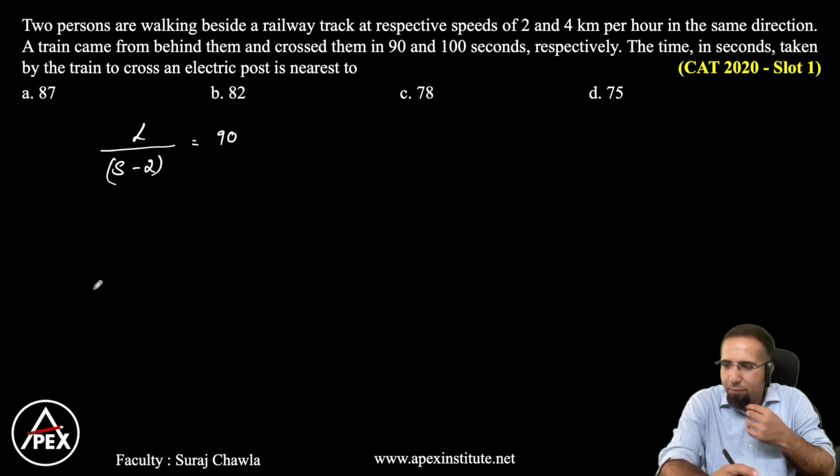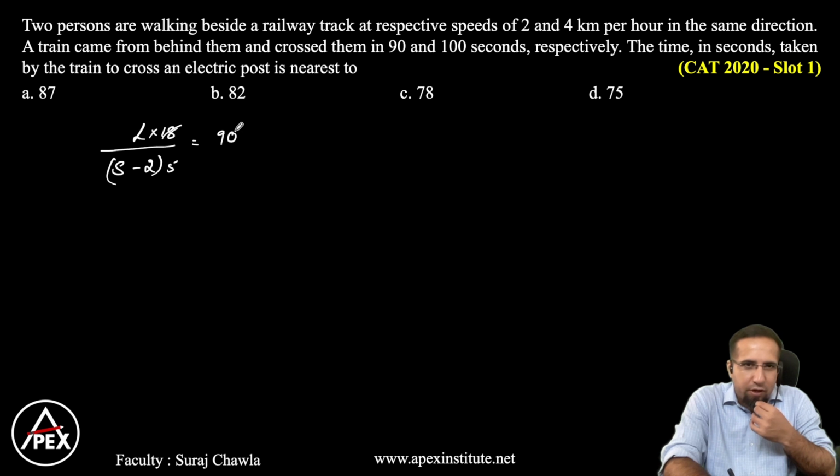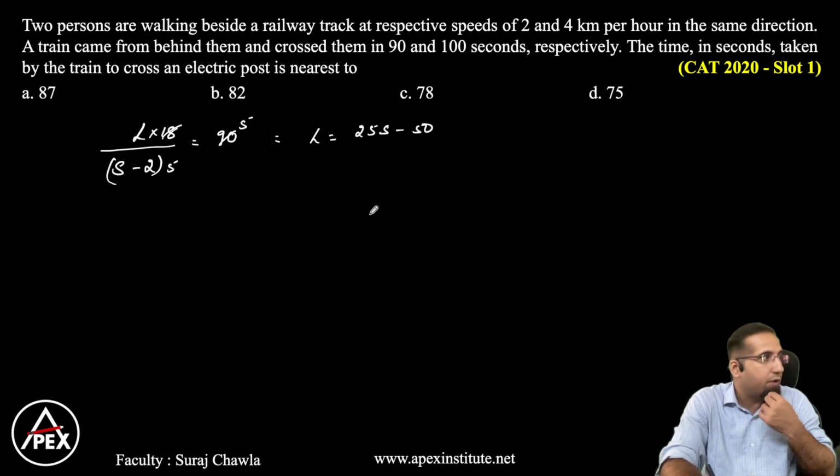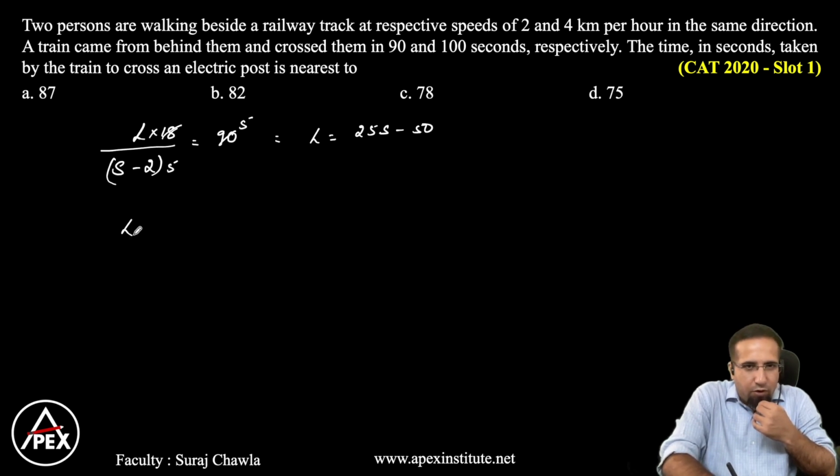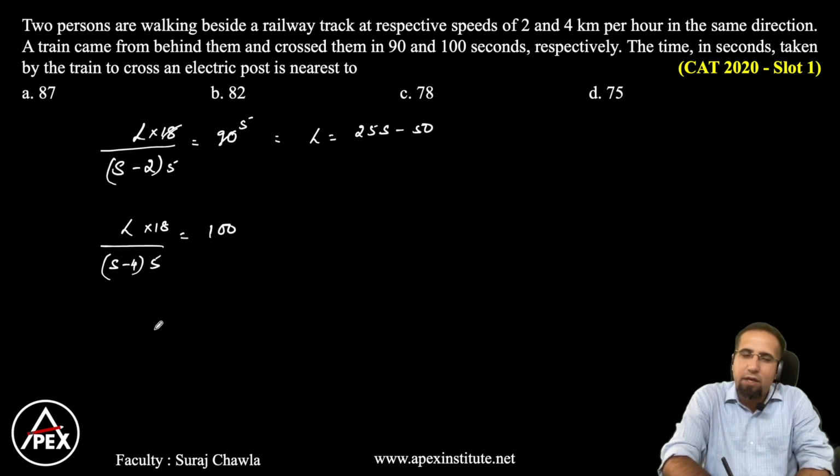So all we can do is multiply it with 5 by 18 here. Let's say L is in meters. This is kilometers an hour. So this becomes 5 by 18. So 18 ones are 18, 5 fives are 25, so we get the length of the train is equal to 25s minus 25 twos are 50. Clear? Now the same train crosses the second man, that is S minus 4 into 5 by 18, and this time the time taken is going to be 100 seconds.